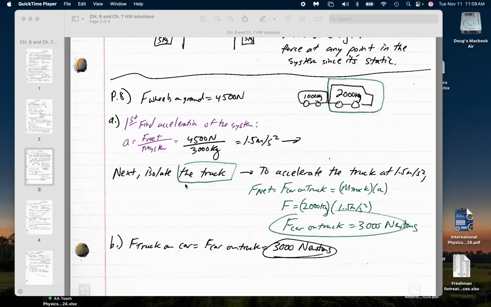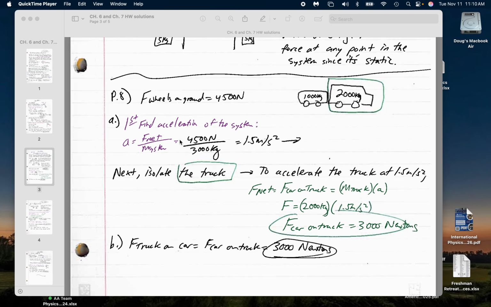In terms of problems, problem 8 is the first one. So you have a 1,000 kilogram car pushing an out of gear, meaning in neutral, 2,000 kilogram truck. The wheels of the car push horizontally against the ground with 4,500 newtons. We can ignore friction. So what's the magnitude of the force of the car on the truck?